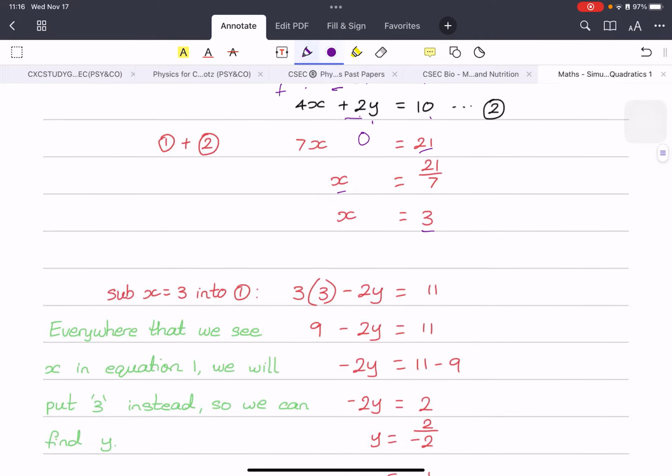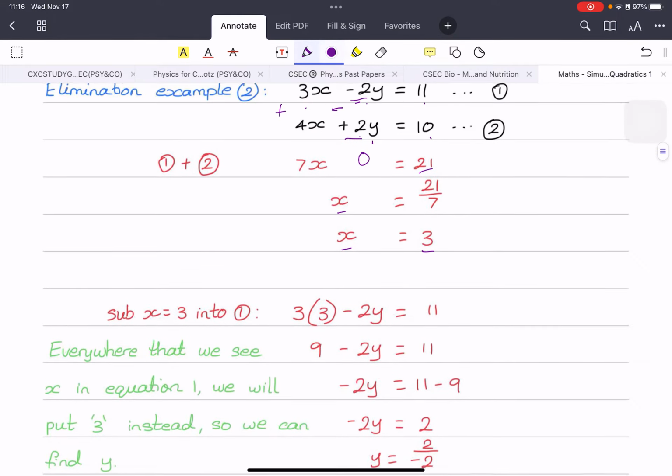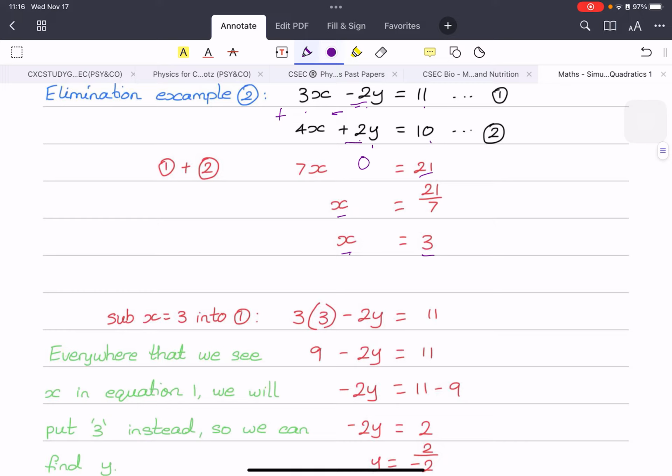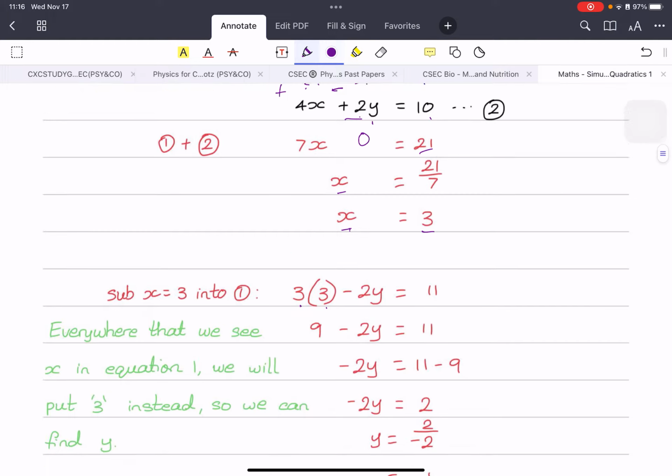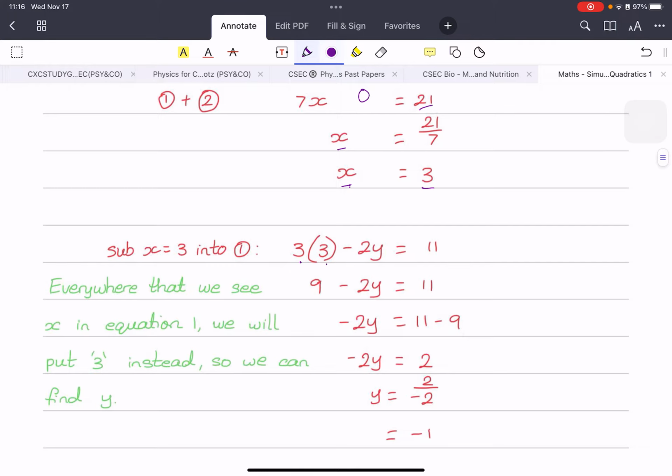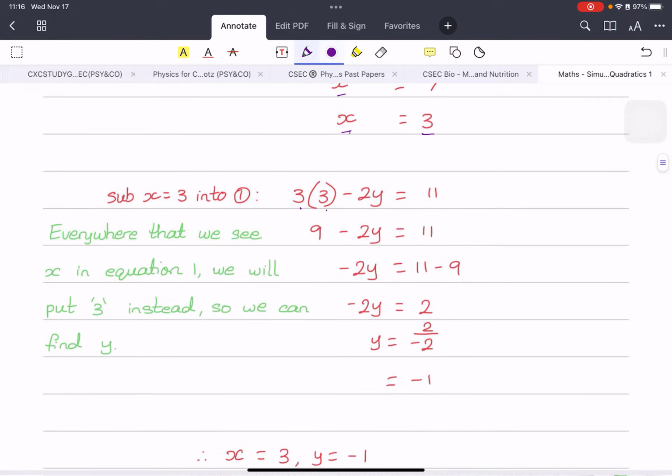So again, everywhere that we see x now in equation 1, because we solved for x, okay? So if it is 3x, we need to put 3 multiplied by 3, because x is actually equal to 3, minus 2y equals 11. And then we could go ahead and solve for negative 2y, and then we could solve for y.